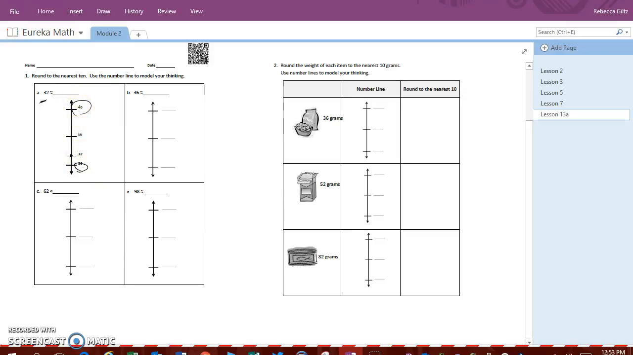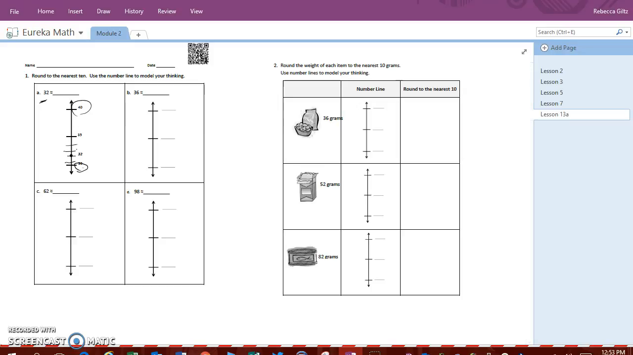Okay? And we also want to mark what's halfway in between. So they've done that for us. 35 is halfway in between 30 and 40. What we need to do then is find where 32 would be on the number line. So if you think about it, on your number line, this would be 31. Here's 32, 33, 34, and here's 35. So they've plotted a point or put a dot where 32 is.